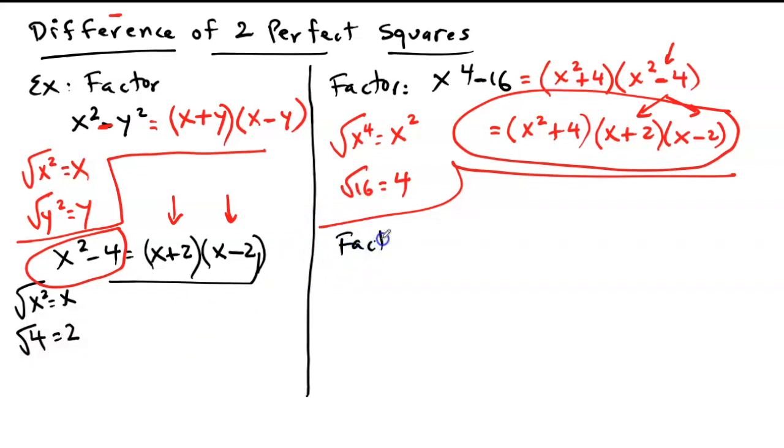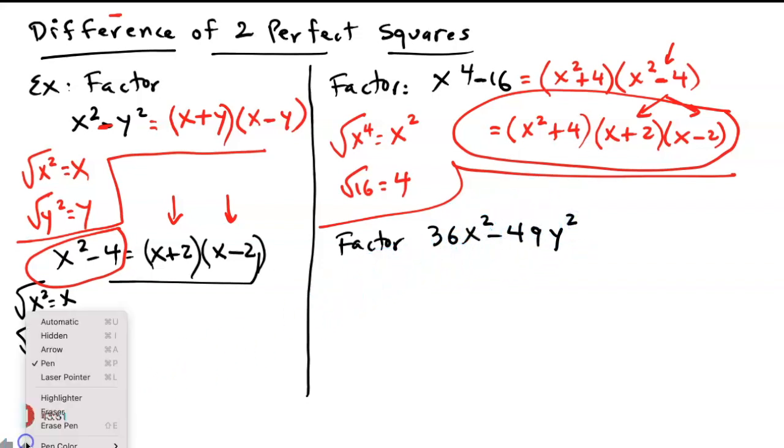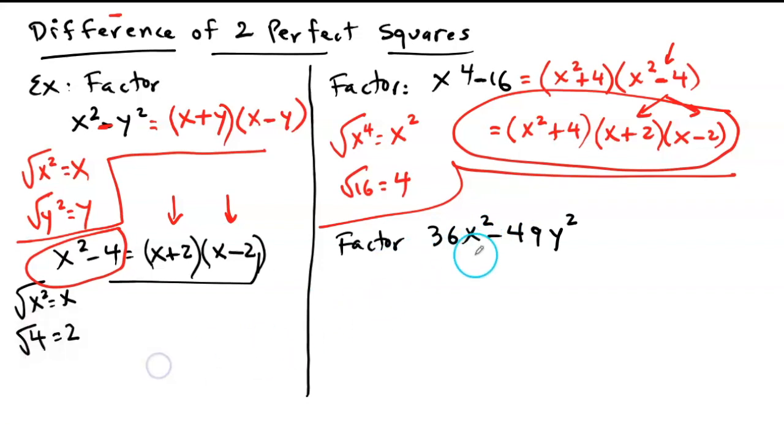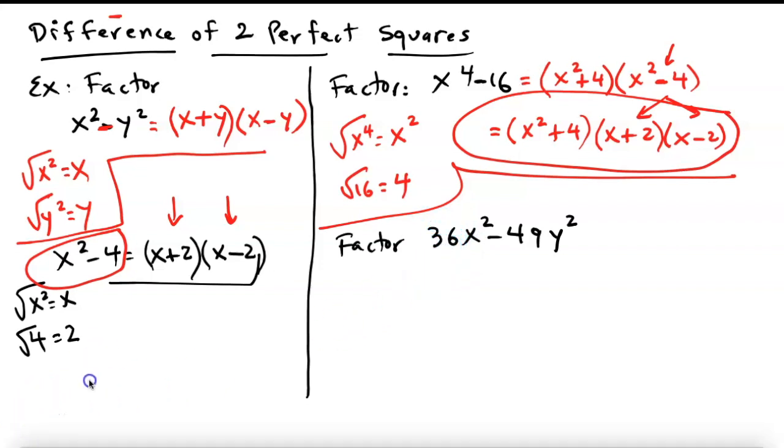Let me factor this. Let's say I have 36x squared minus 49y squared. Now there's more stuff. First, we need to identify if there's a difference of squares or not. Minus in between, and I have 2 terms. 36 is a perfect square, x squared, so those are perfect squares. What about the other side? 49 is a perfect square, right? Square root is 7. And y is to the second power, so that's a difference of 2 perfect squares.